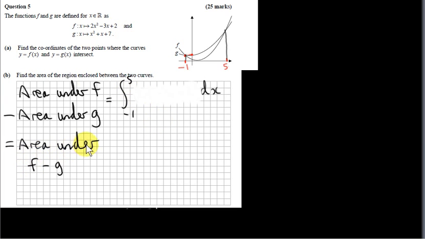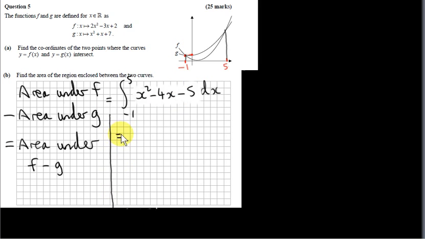So what I've been trying to say is that the area under f minus the area under g is the same as the area under the function f minus g. So if we take f and subtract g, 2x squared minus 1x squared is 1x squared. Minus 3x minus x is minus 4x. Plus 2 minus 7 is minus 5. This is just a quicker way of doing it. If you do it the other way, you can check it. You'll get the same.